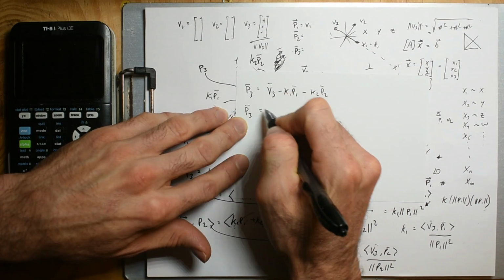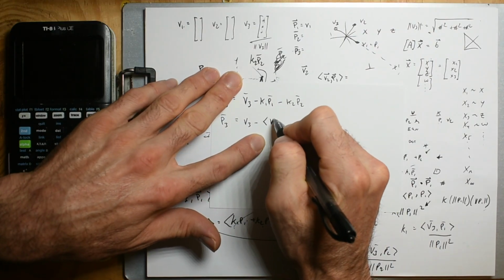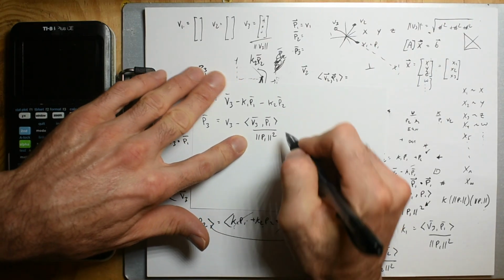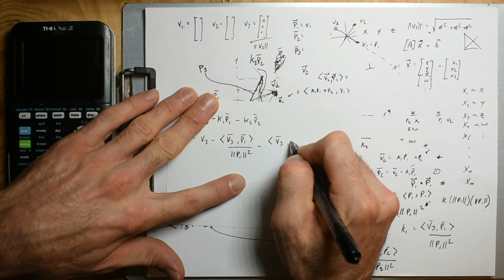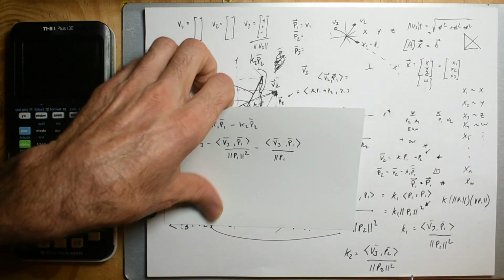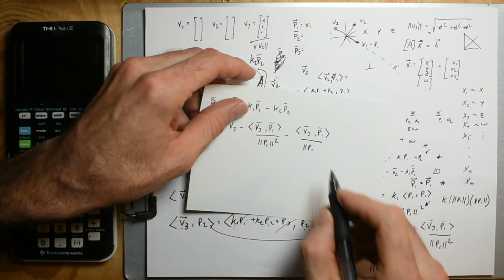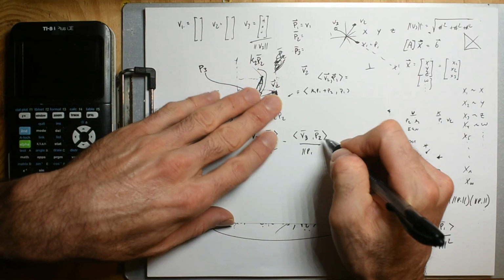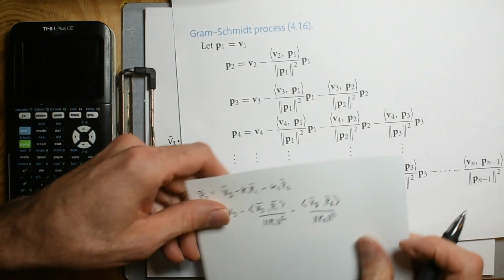So we have P3 is equal to V3 minus K1, the inner product of V3 with P1 divided by P1 squared, minus the inner product of V3 and P2, which was K2, over the magnitude of P2 squared. Obviously this was K2 over here, times P2. So that should match.